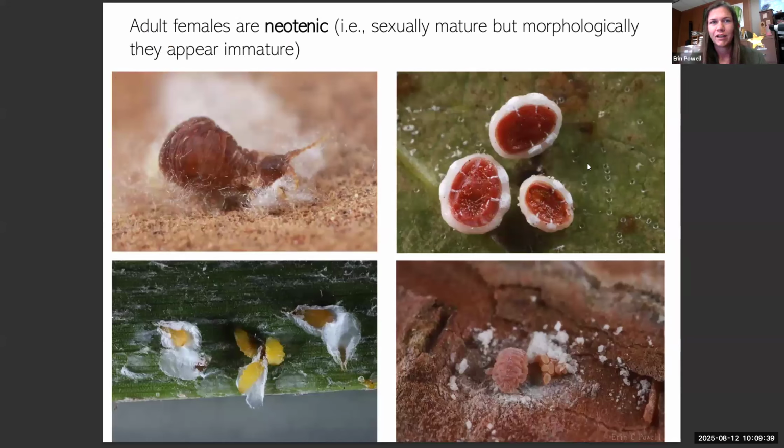As I mentioned, adult females are neotenic. This basically means that they look like immatures, even though they're sexually mature. A lot of times scale insect people will lovingly call them pus bags. They're almost like a soft-bodied insect that's producing a lot of eggs. We see that a lot of times they're producing wax, and this wax can be a protective layer against predators, but also against water loss because they have such a soft cuticle. If you think about how hard a beetle is, scale insects are very, very soft-bodied. And as we'll learn later, this wax ends up being a great protective coating against pesticides as well.